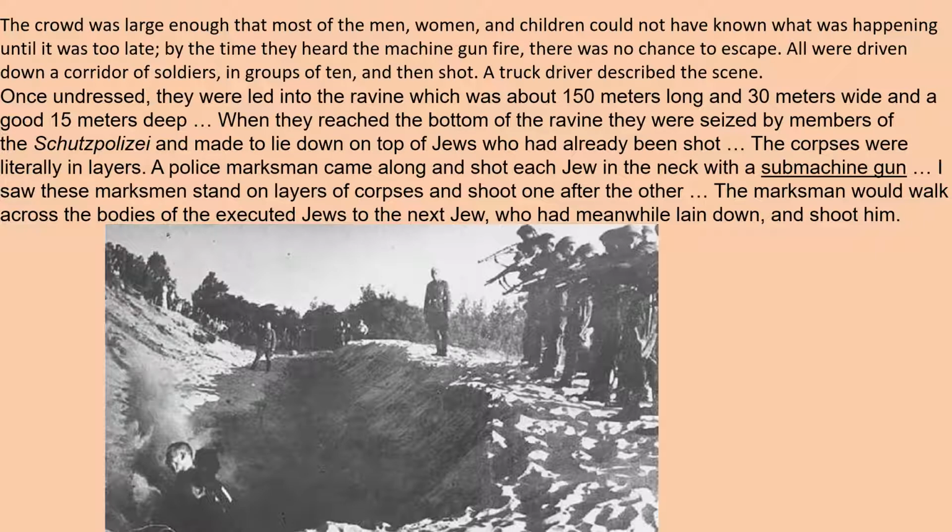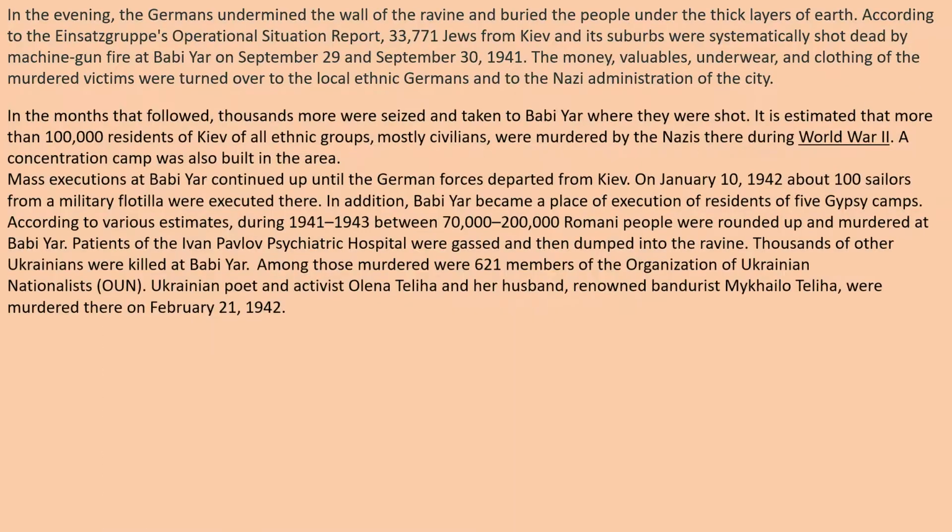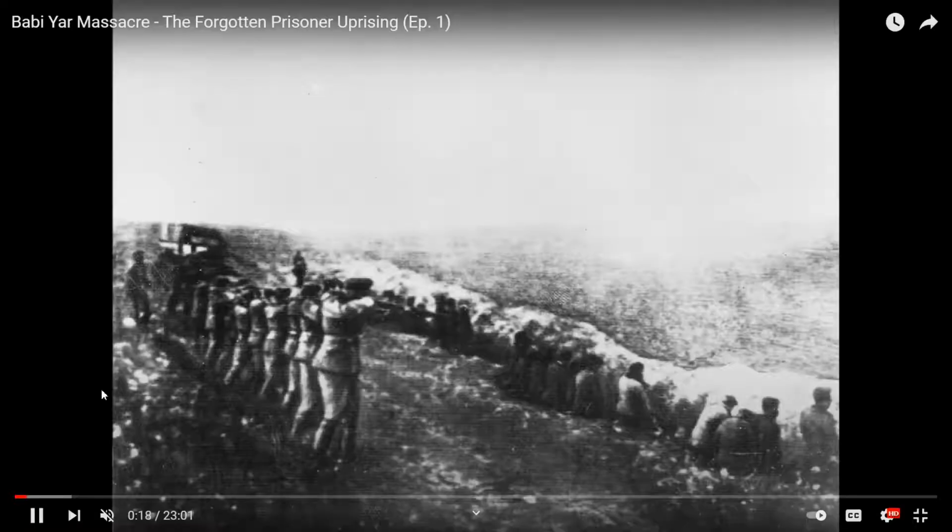The corpses were literally in layers. "A police marksman came along and shot each Jew in the neck with a submachine gun. I saw these marksmen stand on layers of corpses and shoot one after the other. The marksman would walk across the bodies of the executed Jews to the next Jew, who had meanwhile laid down, and shoot him." In the evening, the Germans undermined the wall of the ravine and buried the people under thick layers of earth.